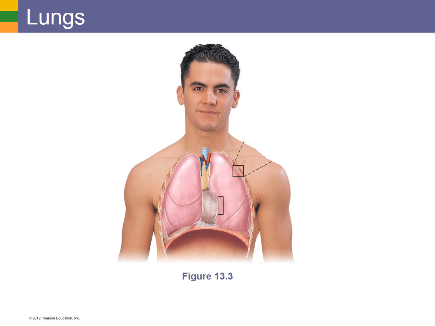The lungs take up most of the space of the thoracic cavity. The apex of the lung is right beneath the clavicle, and the base rests on top of the diaphragm. The right lung is bigger than the left lung, and in fact it has three lobes: a superior, middle, and inferior lobe, while the left lung has a superior and an inferior lobe.